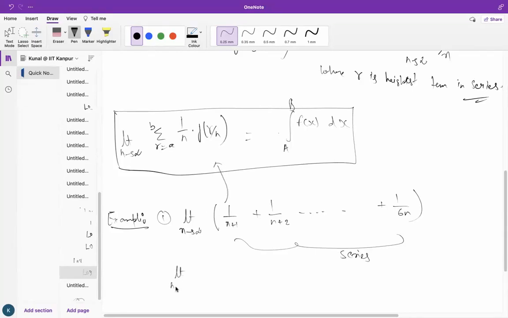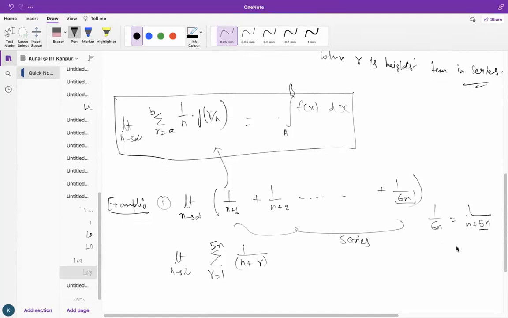Limit n tending to infinity, we write it in the form of summation 1 by n plus r, where r varies from 1 to 5n. Why 5n? Because look at this term. We can write 1 by 6n as 1 by n plus 5n. So our r varies from 1 to 5n. I hope you all understand what I'm trying to do here.